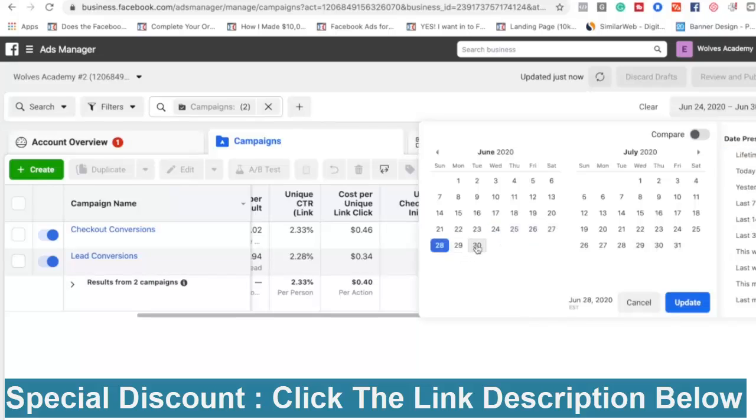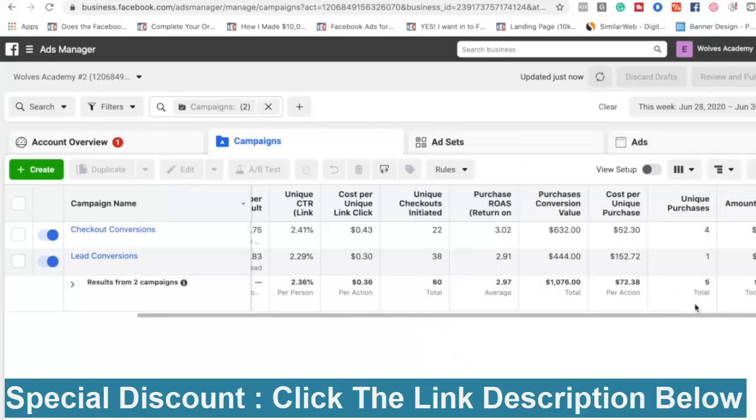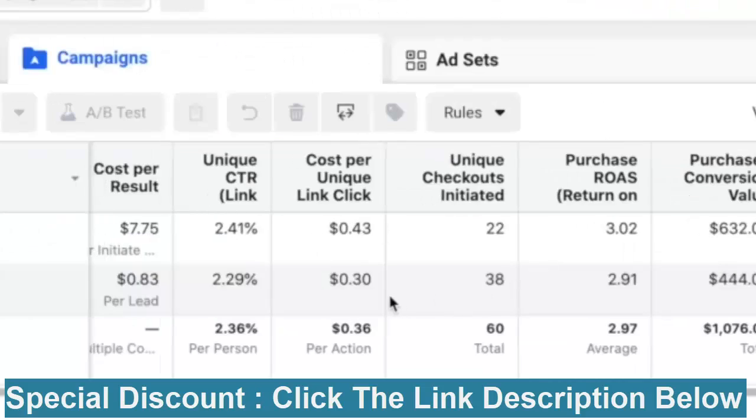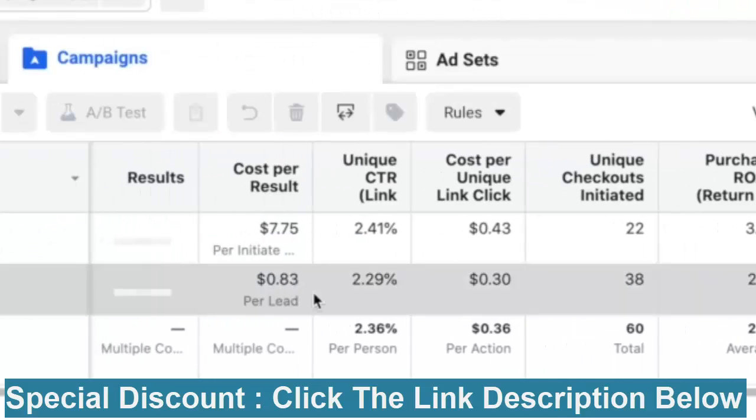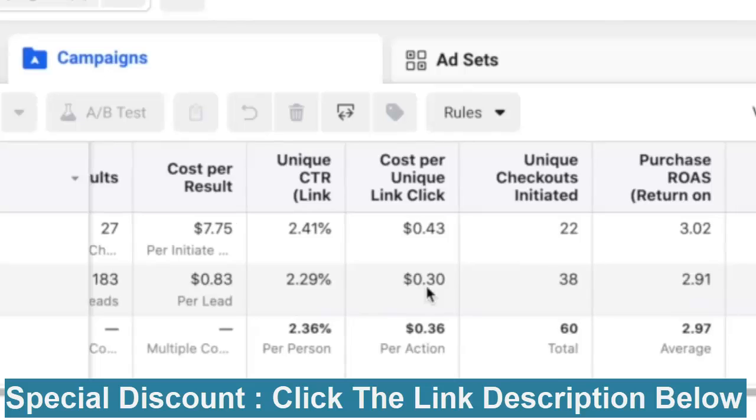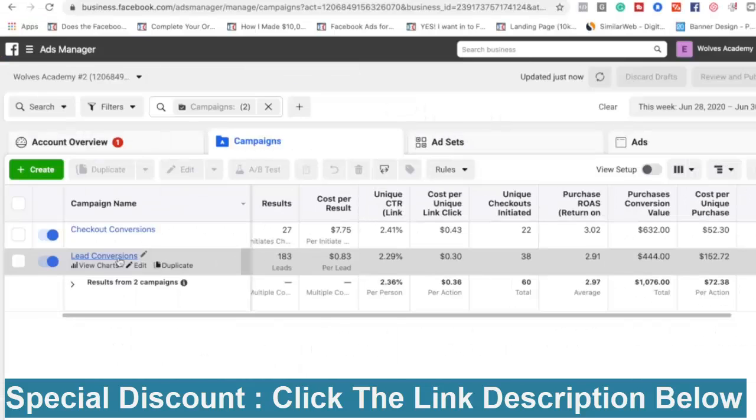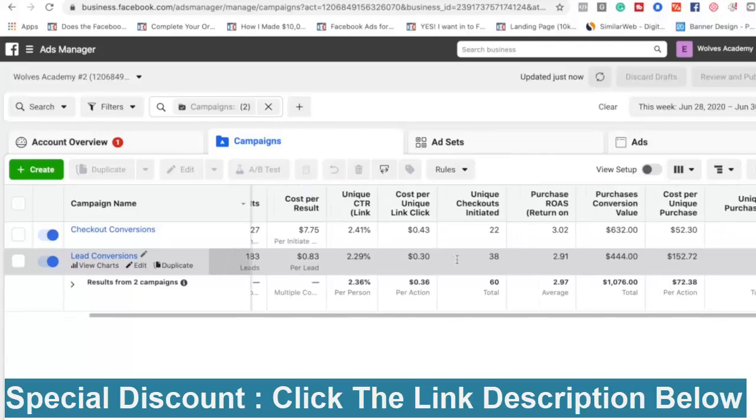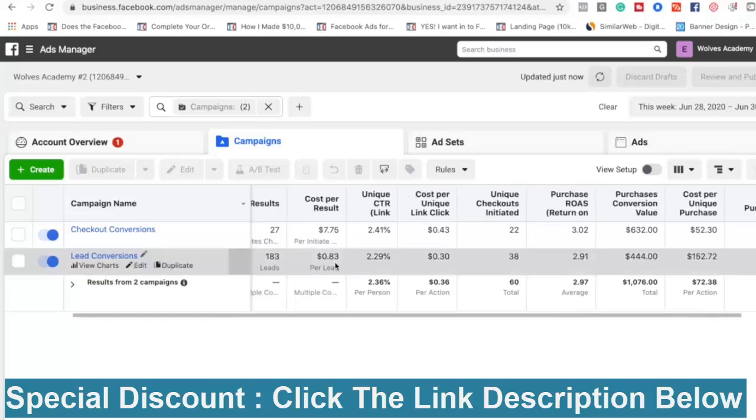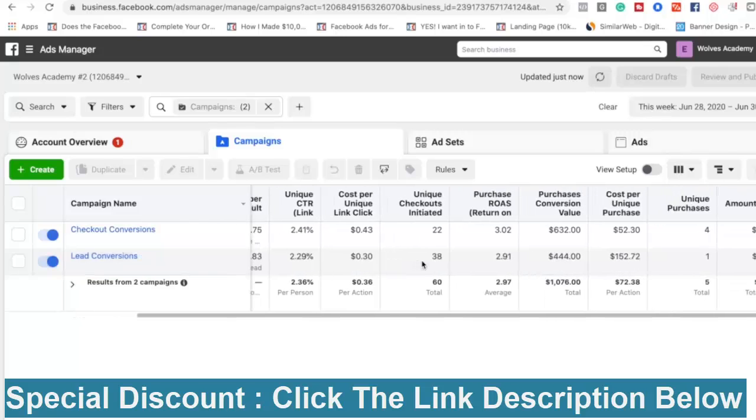So from the 28th to the 30th, we're going to go ahead and update. And if we look at it, the cost per clicks are smashing at 30 cents. The leads are 83 cents. It looks like it's getting better and better and better. But you guys gotta remember, this conversion campaign is for lead conversions. So in Facebook, guys, it thinks that it's doing a really good job because the lead cost went from about $1 to 83 cents. So it's doing an amazing job. But at the end of the day, my unique purchases, we're getting purchases at about $1.50.